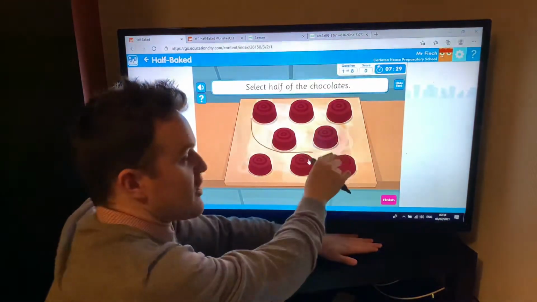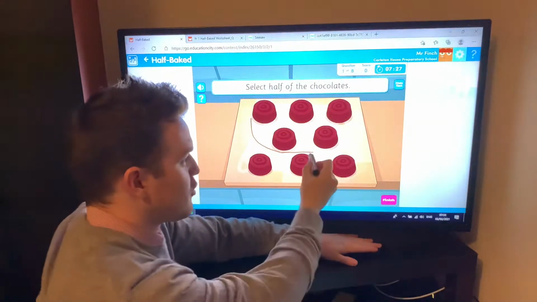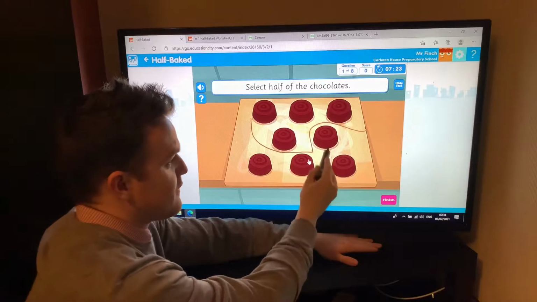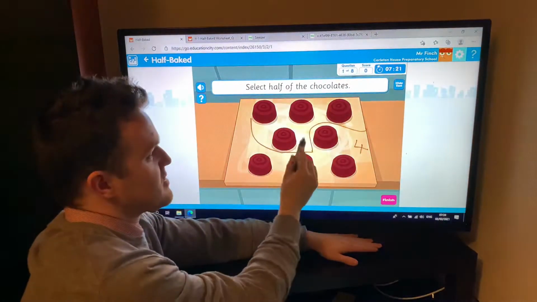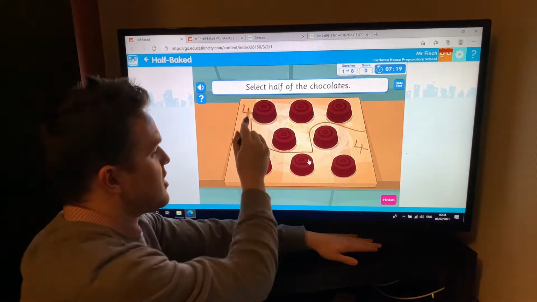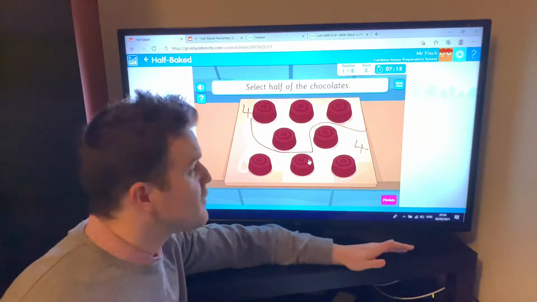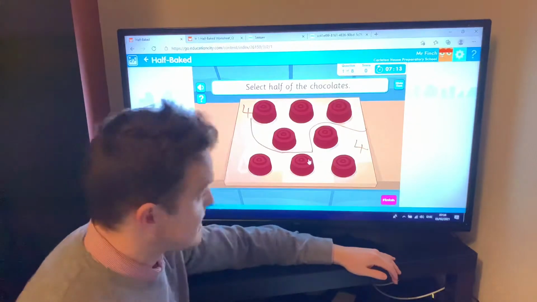And you're all shouting out. What I need to do is add 1 more to my bottom group. So now my bottom group has 1, 2, 3, 4. My top group has 1, 2, 3, 4. So now I know half of 8 is 4, and I've shared it correctly, because they both have to be the same, don't they? So let's select the top group.